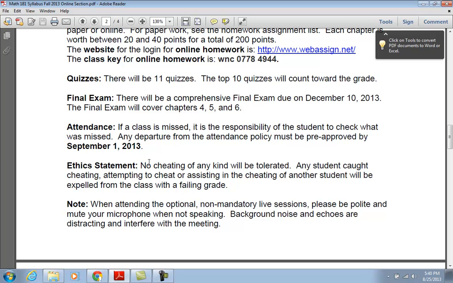Ethics statement. No cheating of any kind will be tolerated. Any student caught cheating, attempting to cheat, or assisting in the cheating of another student will be expelled from the class with a failing grade. If I see two exams and they have all the same problems correct and incorrect, I'm going to be pretty suspicious, so let's not do that.